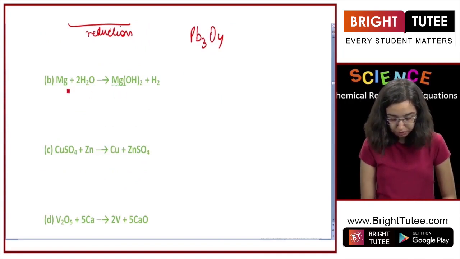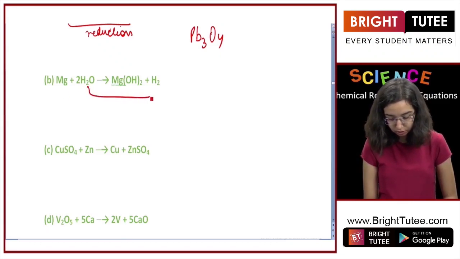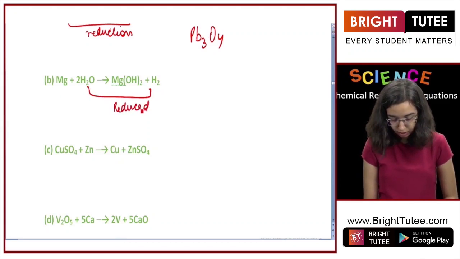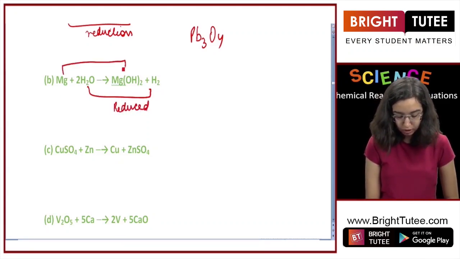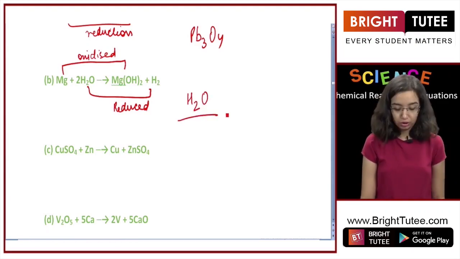Now here we do the simple thing again. We see magnesium had no oxygen, but now it does. Water had oxygen before and now it does not. So this is getting reduced. And magnesium didn't have oxygen, but now it does, so it's getting oxidized. So the substance which gets reduced is water, and that is our oxidizing agent.